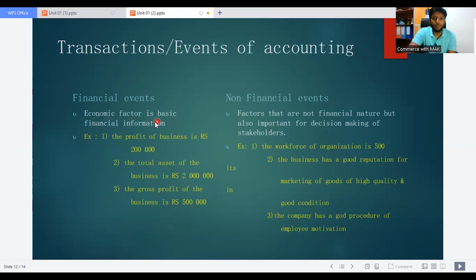Economic factor is basic financial information. The profit of the business is rupees 200,000. The total asset of the business is 2 million. The gross profit of the business is 500,000. So whatever you can calculate in finance and in monetary terms, we call financial events. But non-financial events you can also consider alongside financial things. These are factors that are not financial in nature but are also important for decision making of stakeholders.